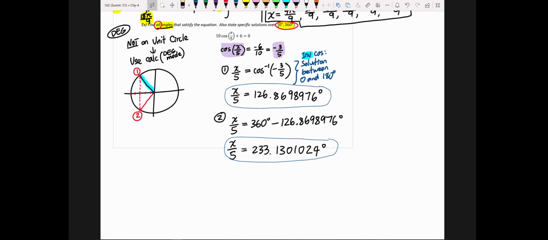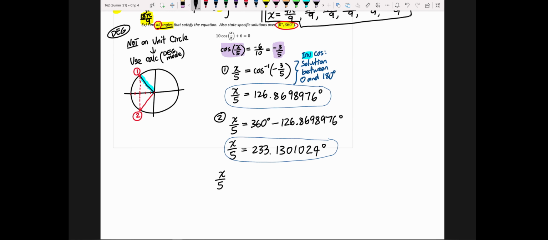Let me repeat. Step 1, we isolated cosine and observed that we're not on the unit circle, so we need to use our calculator in degree mode. Step 2, we found the two solutions in one cycle of cosine. That's between 0 and 360 degrees. Okay, now we're on to step 3.